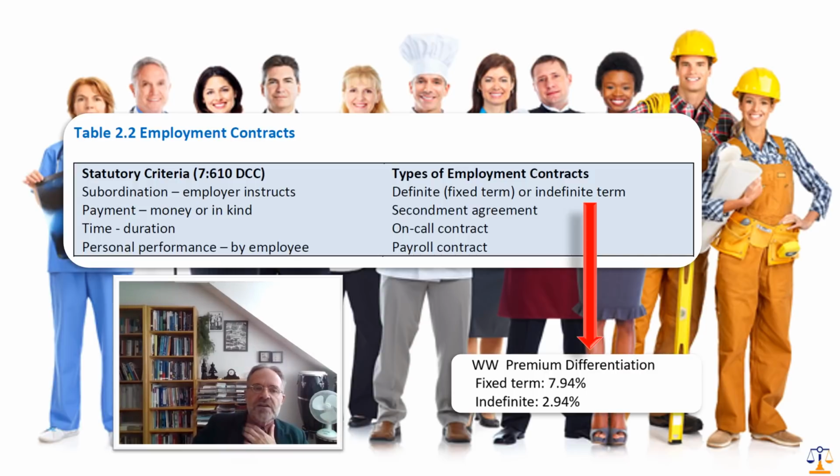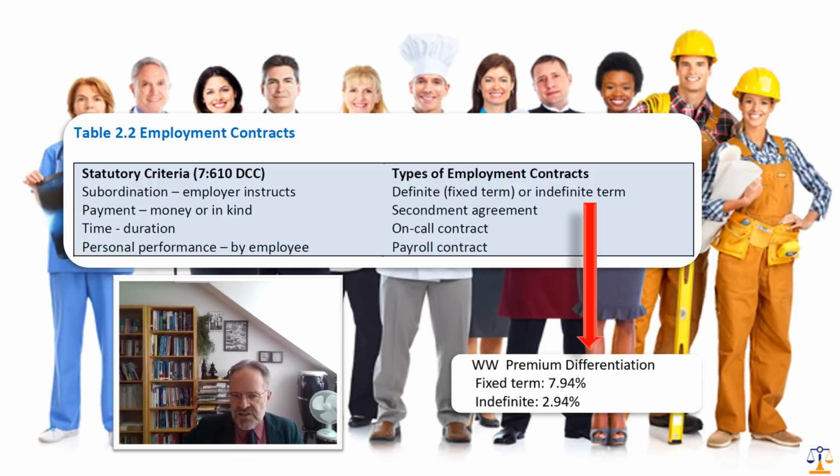An employment contract involves a payment that can be in money, but it may also be in kind, housing for example. It involves a certain time, you work during a certain duration, and you have to do the work personally. You cannot have your work, if you have an employment contract, done by somebody else without the consent of your employer.